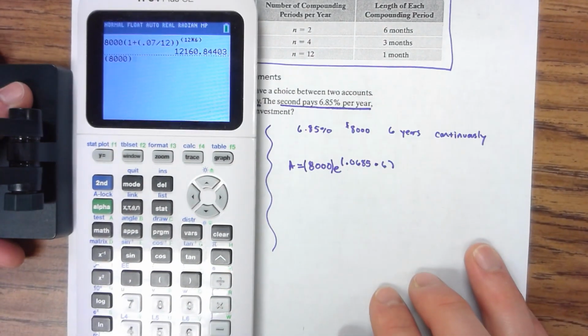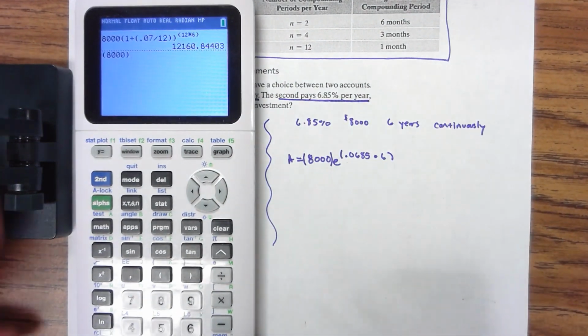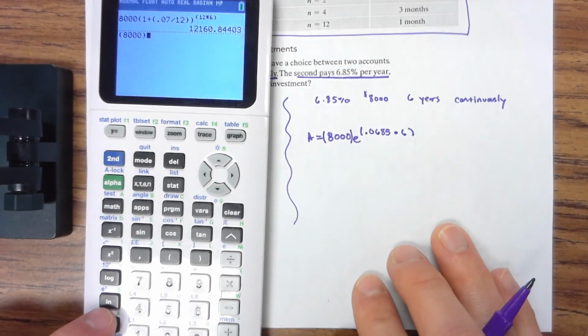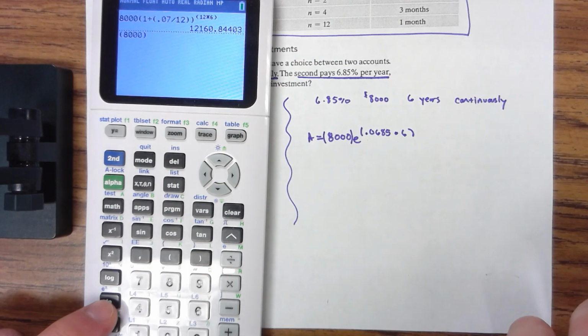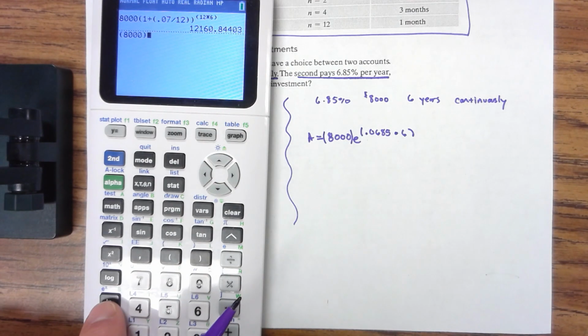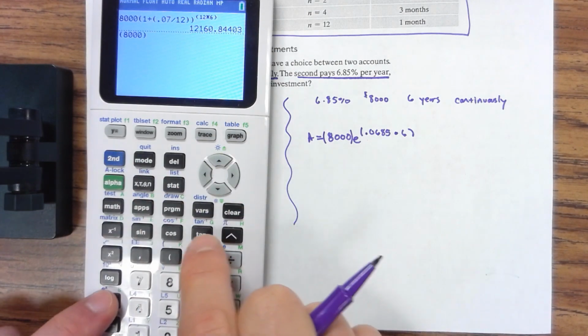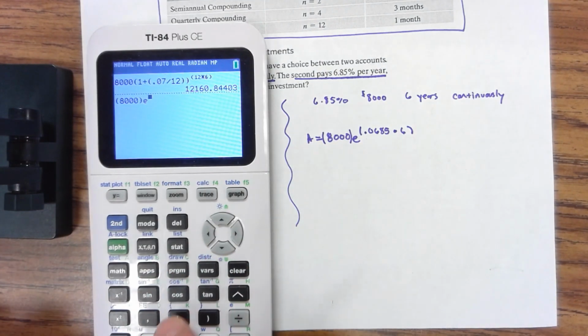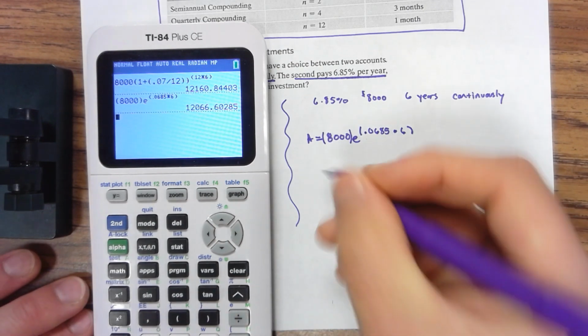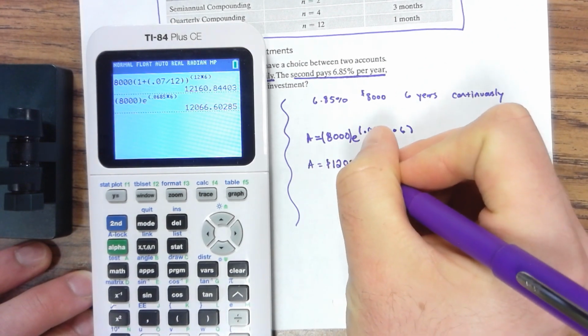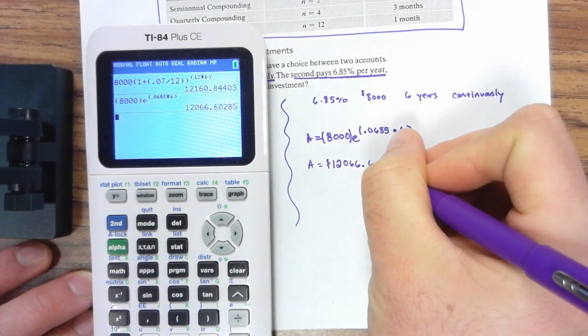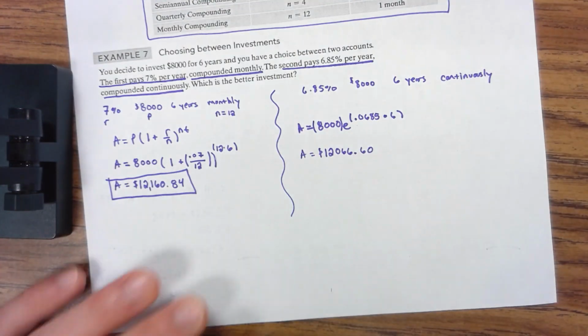To get the E button, I mentioned this quickly yesterday. I don't think the notes are very clear about it. Most calculators are going to have a button that says ln. That's the natural log. We're going to talk about logs here in just a few minutes. But that's a log with a base of E. And so to get E and any exponent, we're going to type second ln and then e to the power of 0.0685 times 6. We end up getting 12,066.60 is that amount.